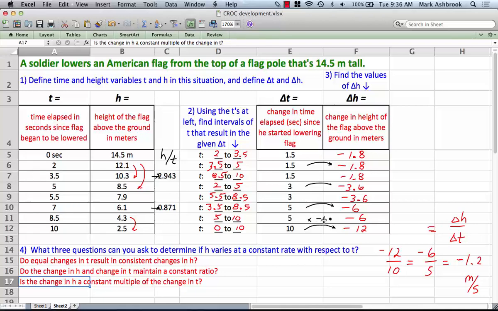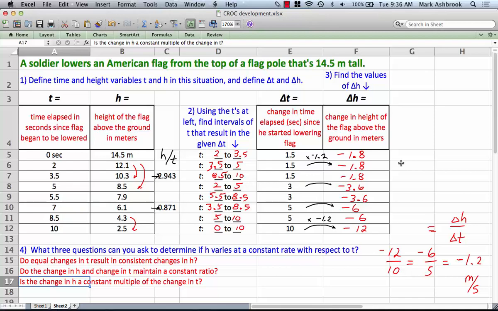-1.2. And if your change in height was 1.5? If there's constant rate, then we should also be able to multiply by -1.2 to get the corresponding change in height. And it works. So those are our three. Given a consistent change in time, you're going to get an equal change in height every time. That's number one. The change in height to the change in time maintains a constant ratio. And any change in height can be calculated by multiplying the corresponding change in time by this constant rate of change.